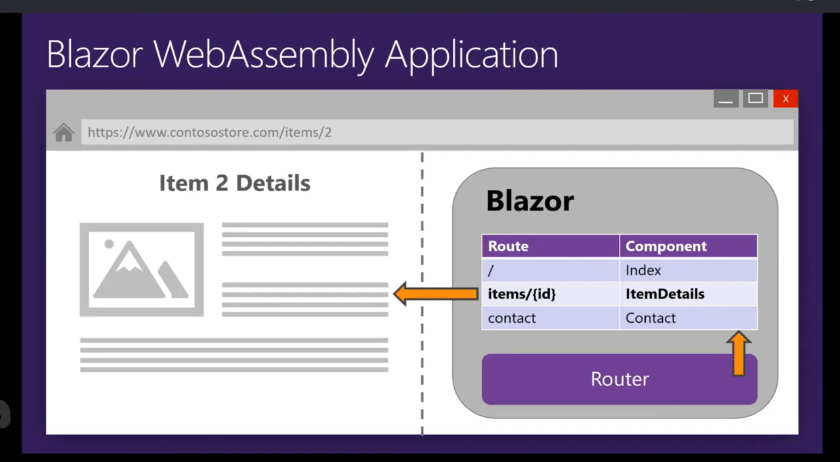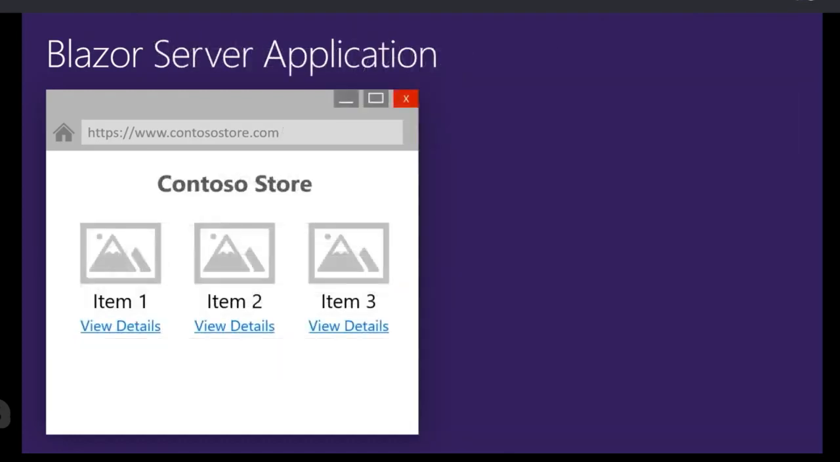And this is where single-page applications get their name from. We're operating over a single physical page. So Blazor's dynamically changing the content depending on which route that we're requesting. Now, is there any difference in Blazor Server apps? Slightly.